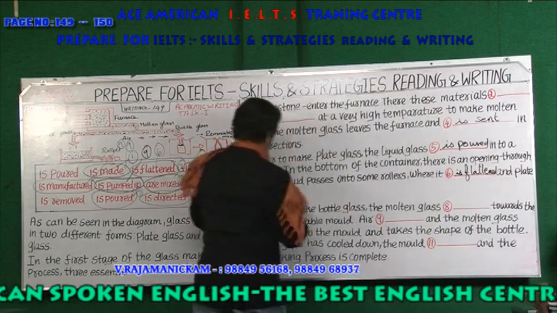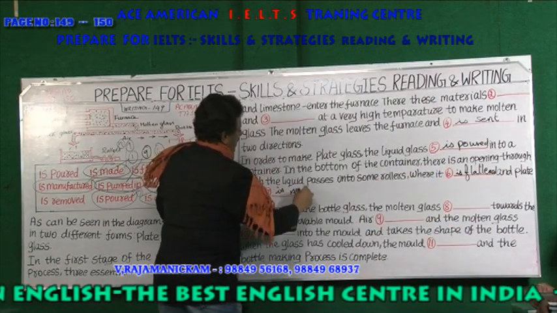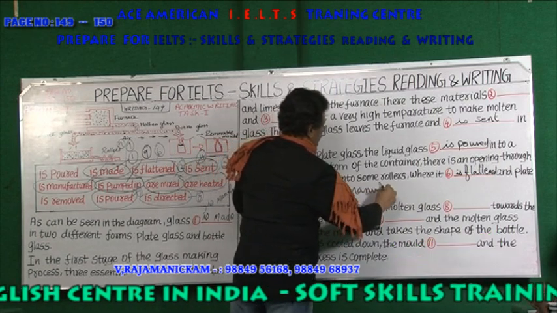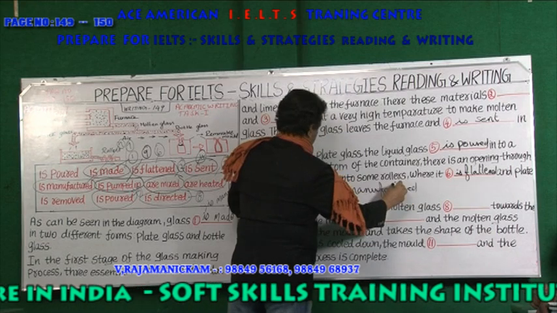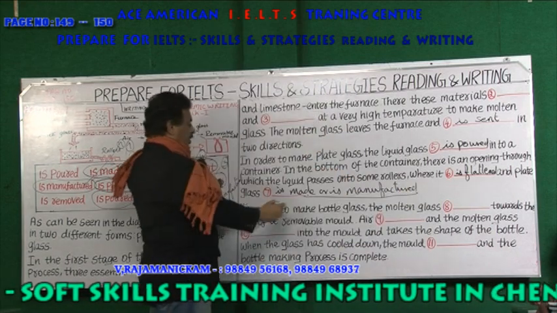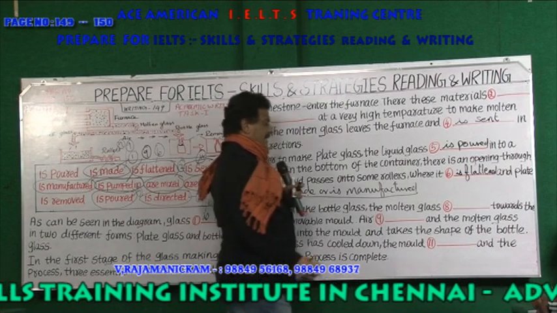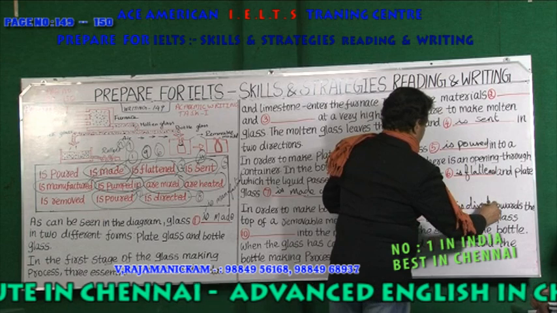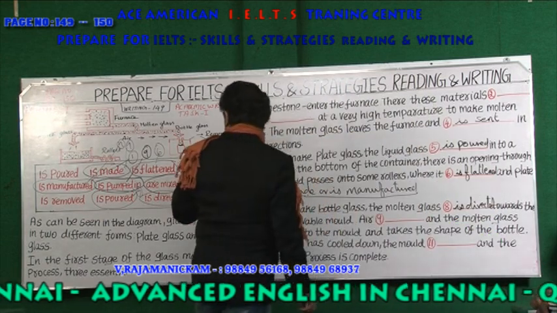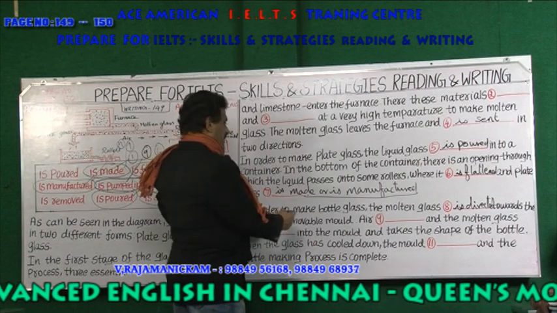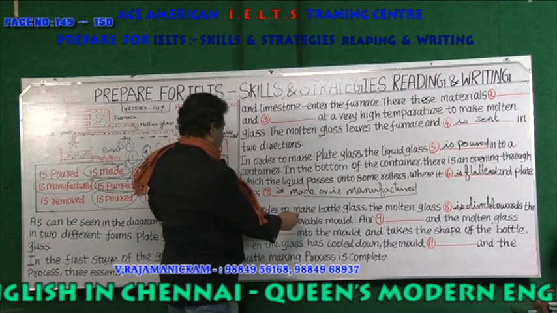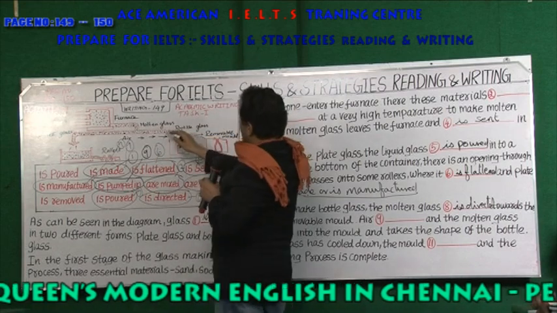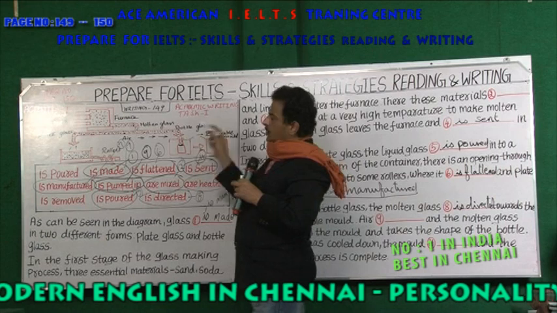And the glass is made or is manufactured. Either one you can use, nothing wrong. Is manufactured, okay. Now, in order to make bottle glass, the molten glass is directed. You have written "is directed." Yes. Is directed towards the top of a removable mold, into the top of a removable mold.